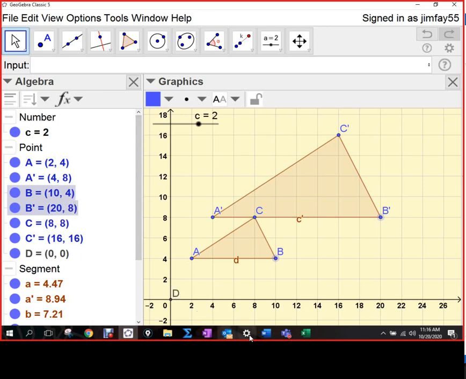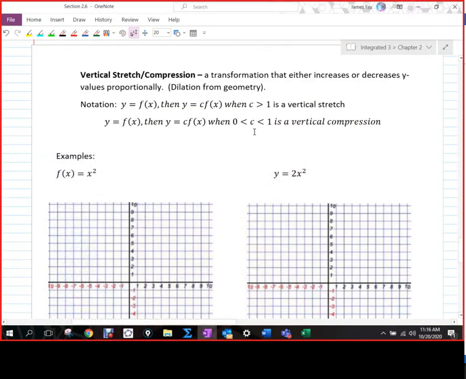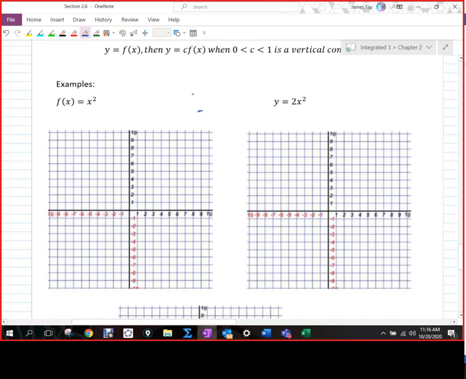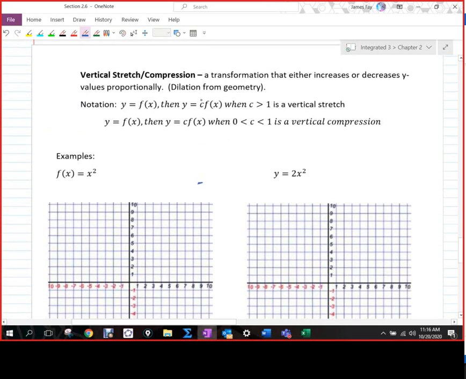When we talk about what we call a vertical stretch or a vertical compression in algebra, it's the same idea. The only thing that changes is the y value. Okay. So here we've got the rule. The notation says y equals f of x. Then when you take y equals c times f of x, you're going to multiply by some number out in front of your function. If c is bigger than 1, it's called a vertical stretch.